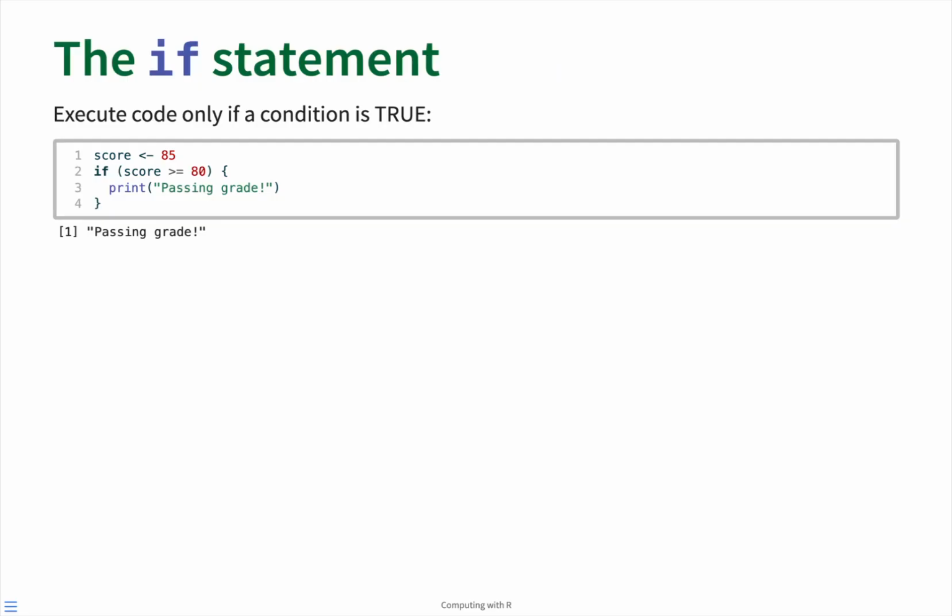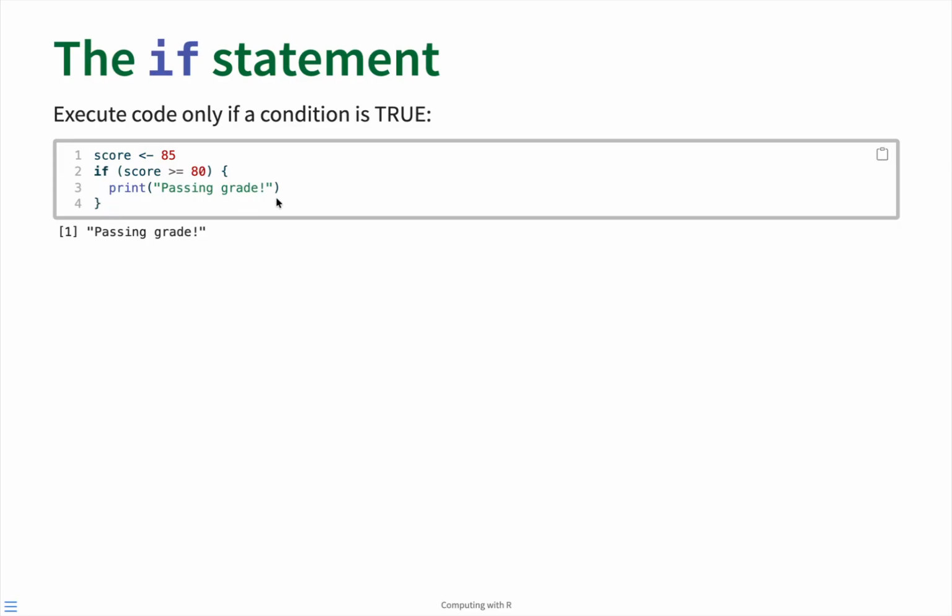The basic way we can conditionally execute some code is using the if statement, like you see in this example. We have the keyword if, immediately followed by some parentheses, inside which we have a condition. This expression has to evaluate to either true or false. So you can see here we're using the greater than or equal to operator to compare whether the value stored in this score variable is greater than or equal to 80. If that is true, then we execute the code inside the curly brackets that follow the if statement.